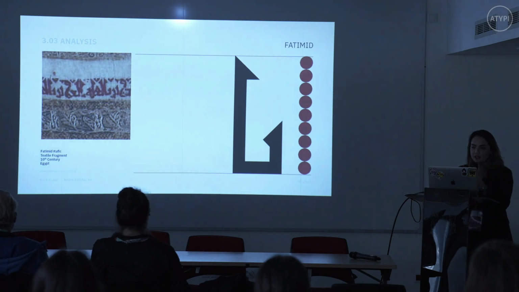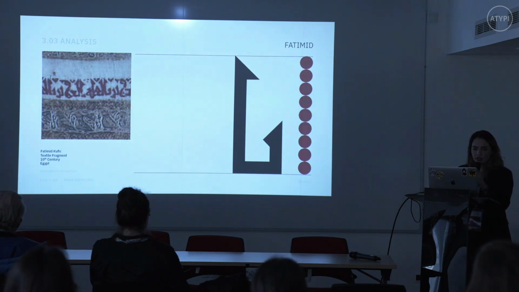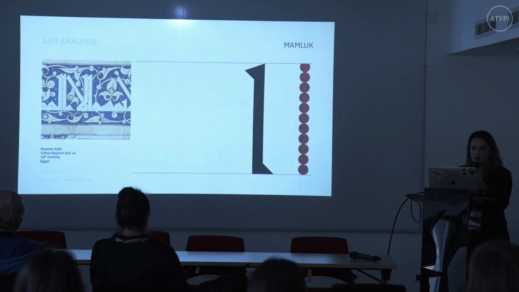So here, this is Fatimid. As you see, this is actually drawn, so it has a perpendicular style, and this is a crop from a fabric. So sometimes the media dictates to you the quality of the style of what you are going to do on it.